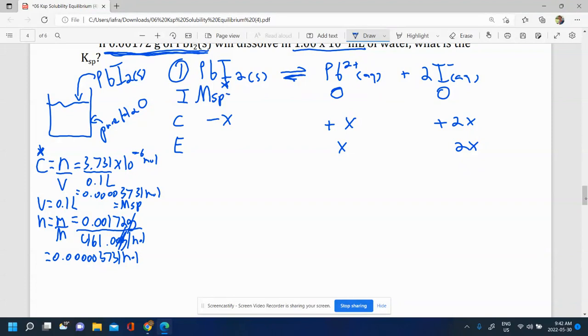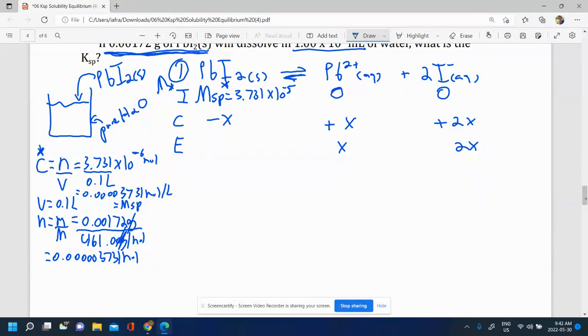And we can put that over here. 3.731 times 10 to the power of... oh, that's not moles, sorry, moles per liter, right? Because we divided by volume. That's a concentration, to the negative 5. And then we're just going to make a note that these here are all in molar, moles per liter units.